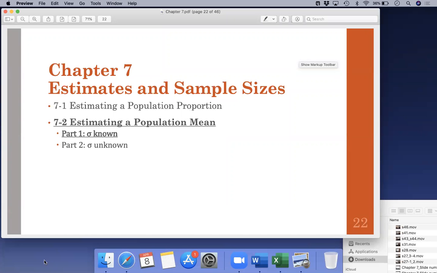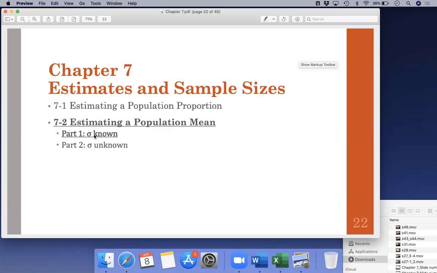This is chapter 7, section 7.2, estimating a population mean. In this section we are going to estimate a population mean. In the previous section we did population proportion. Now we are going to do some estimations about population mean.